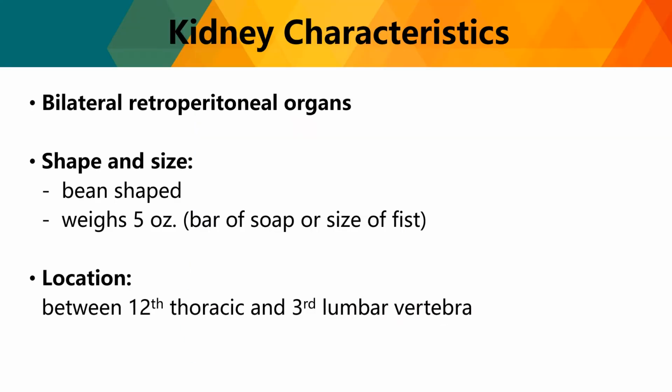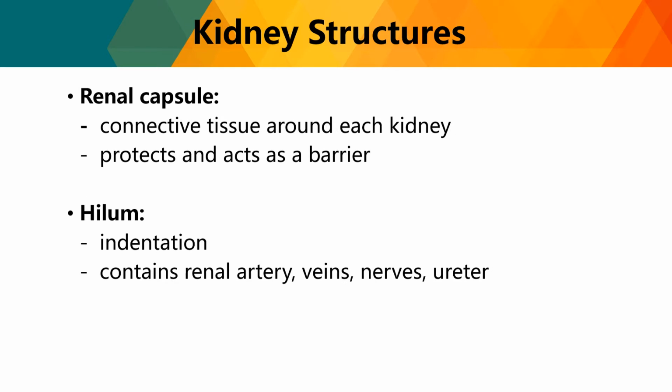The kidneys are considered bilateral retroperitoneal organs which are bean-shaped and weigh around 5 ounces, which is equivalent to a bar of soap or the size of your fist. It is also located between your 12th thoracic and 3rd lumbar vertebrae. For its structures, it has a renal capsule, which is a connective tissue that surrounds each kidney, and it functions for protection and acts as a barrier for your kidneys.